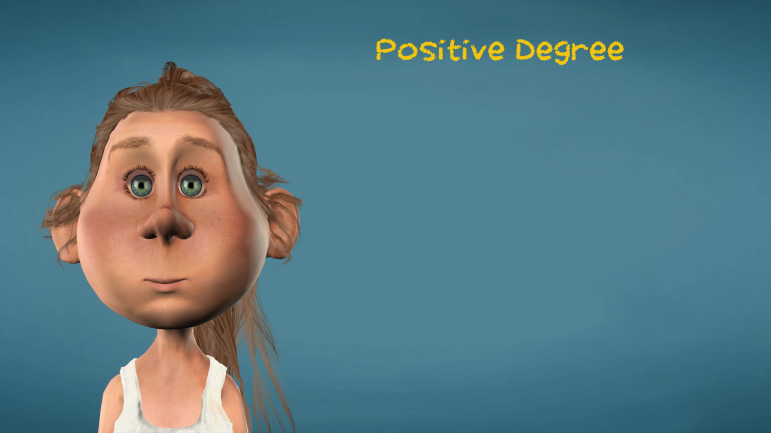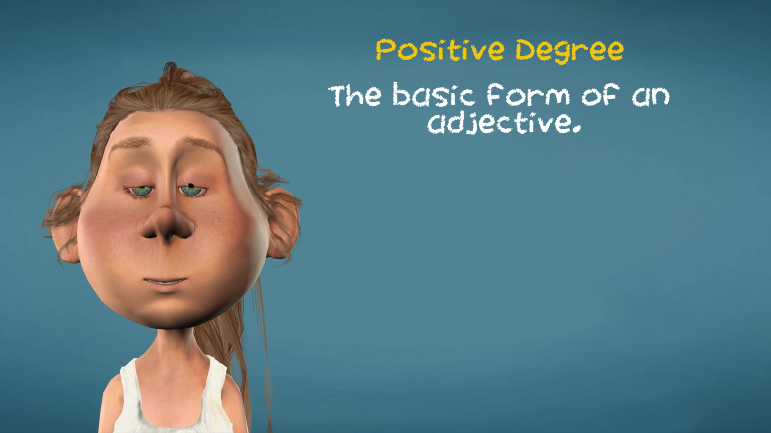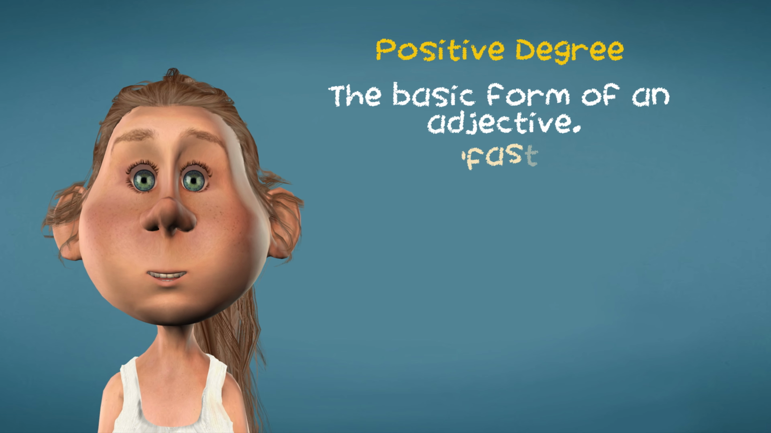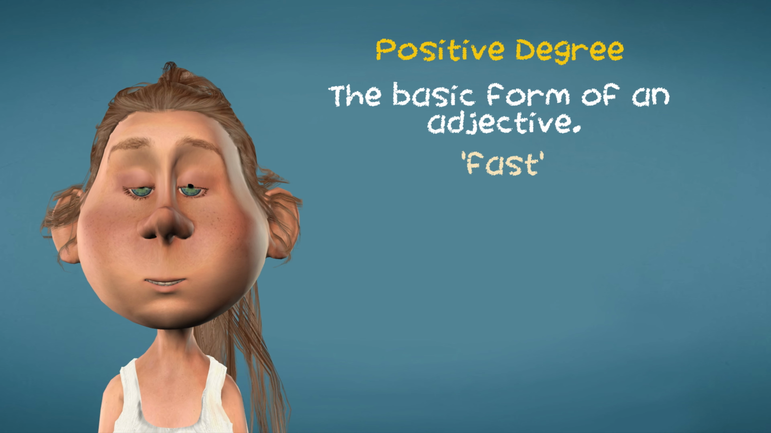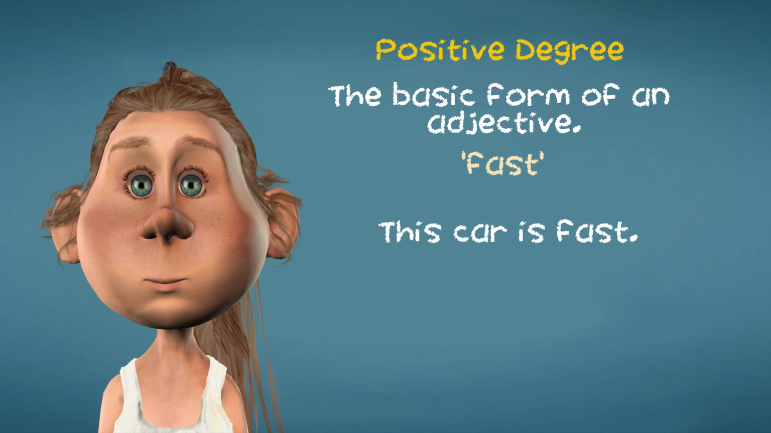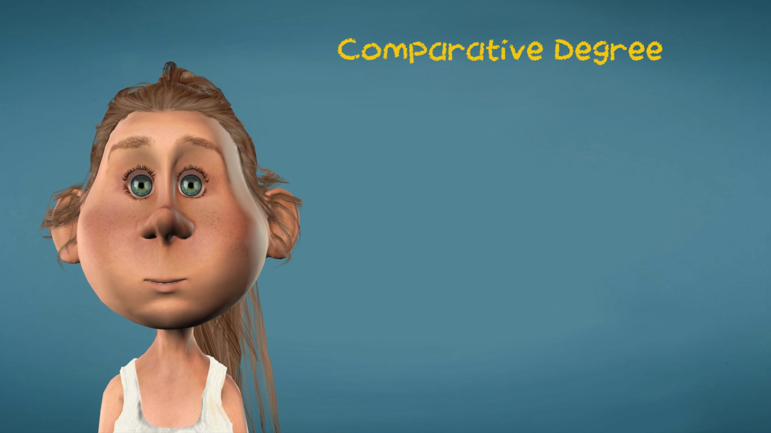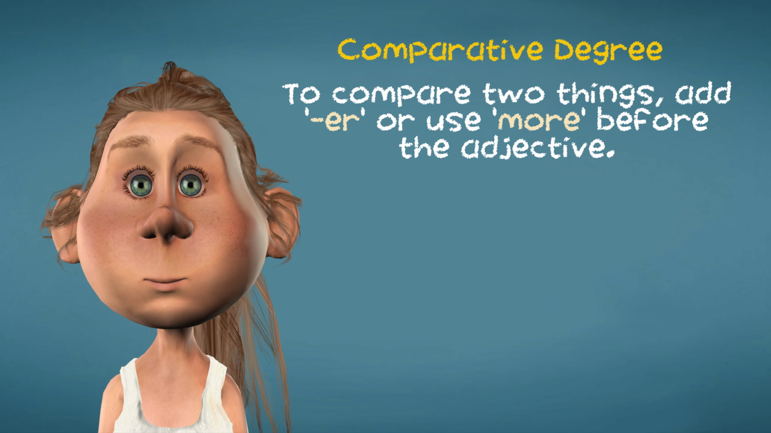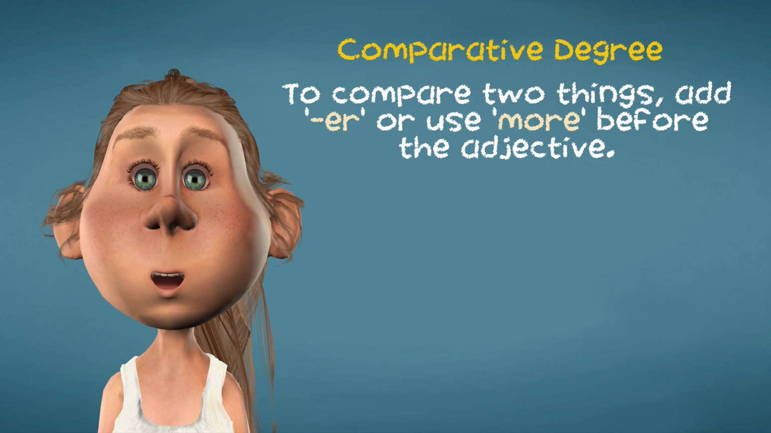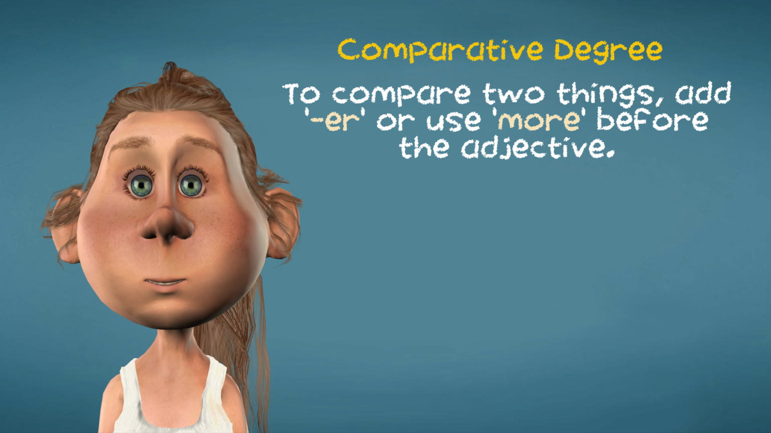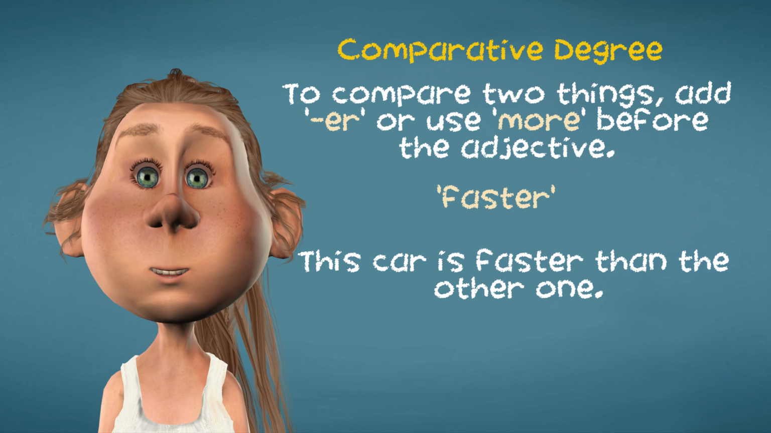Positive degree. The basic form of an adjective, like fast. Example: this car is fast. Comparative degree. To compare two things, add er, or use more before the adjective, like faster. Example: this car is faster than the other one.